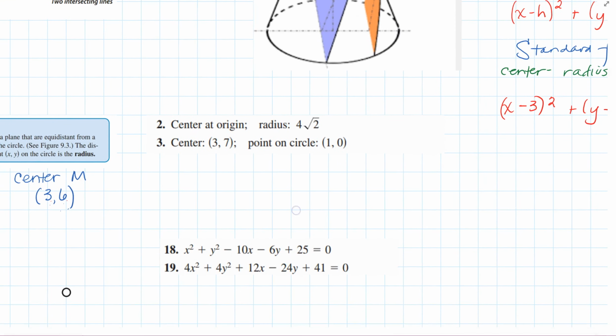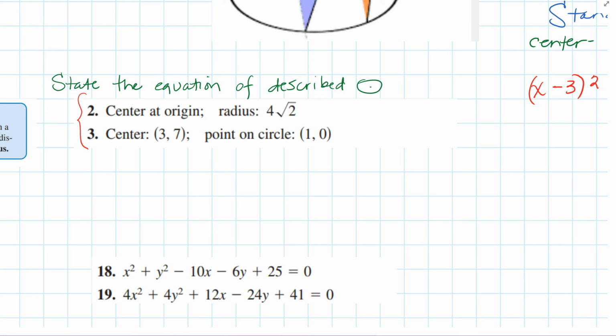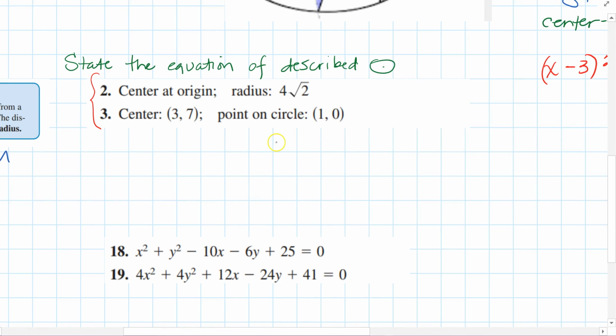So let's start with the most basic of the problems. If you were told to write the equation that is described here. So here I've written, state the equation of the described circle for number 2 and 3. The center is at the origin, so instead of saying x plus 0, y plus 0, you'd actually just say x squared plus y squared is equal to, but you're going to have to square this radius, and 4 times 4 is 16, times 2 is 32. So this is the answer to your number 2 right here.